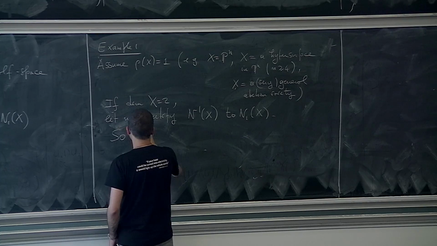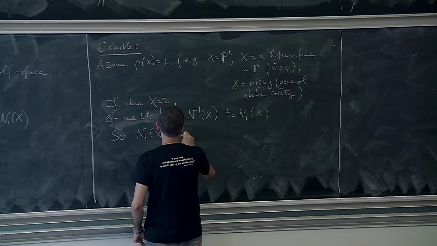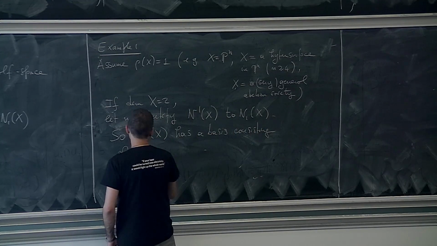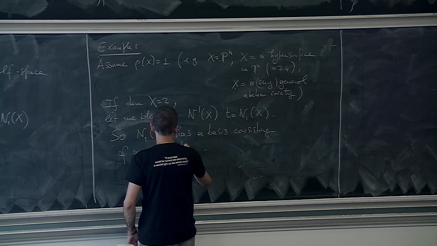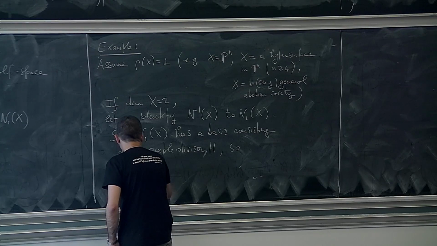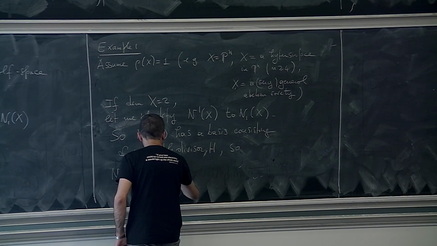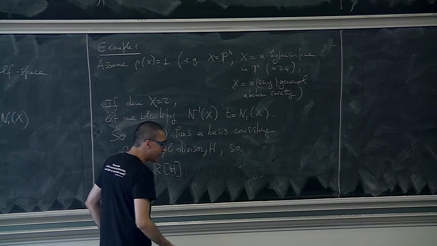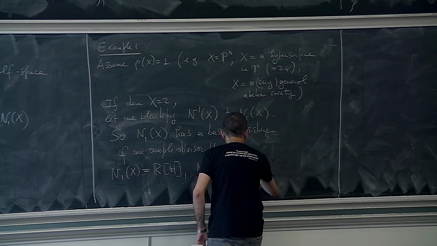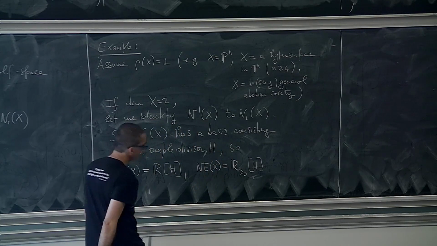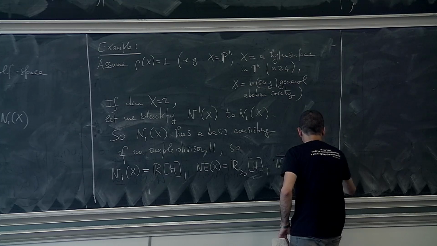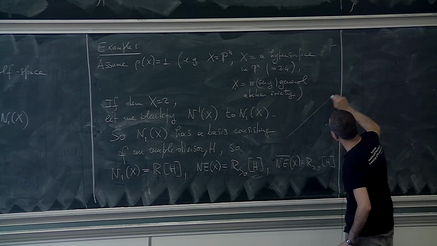So N1 of X has as a basis one element consisting of an ample divisor, which let me call H. So N1 of X is just this. The vector space is generated by H, and the cone of curves is given by R greater than 0 of H. So it's a half line, and the closed cone is a closed half line. So the situation is this. This is N1.